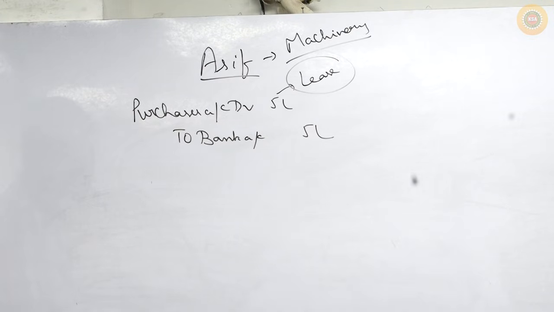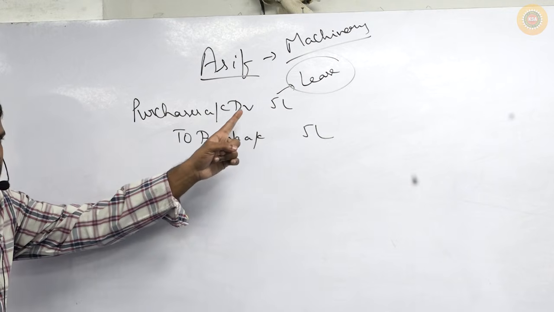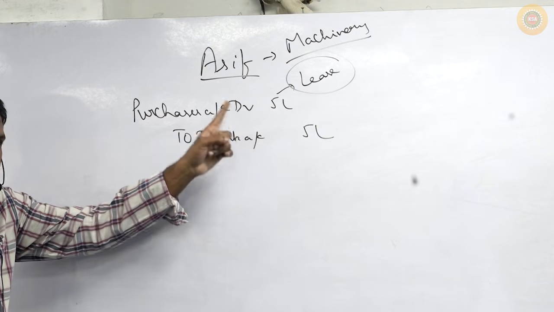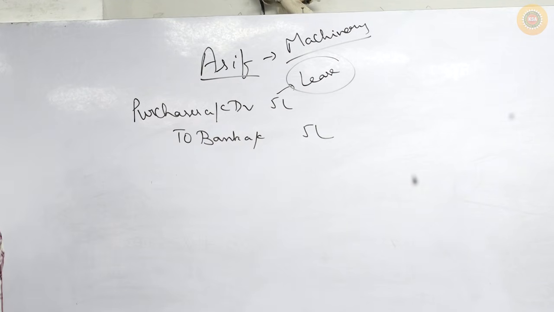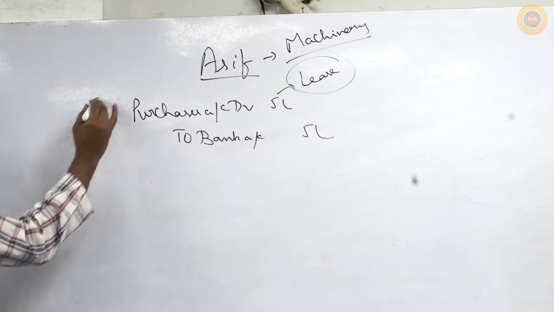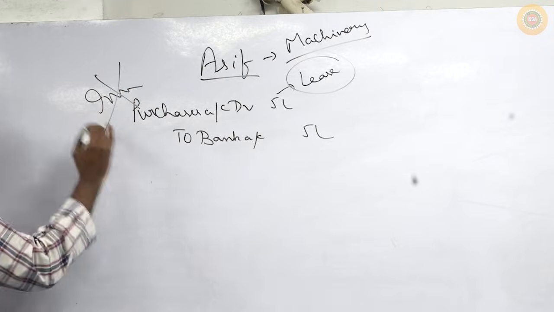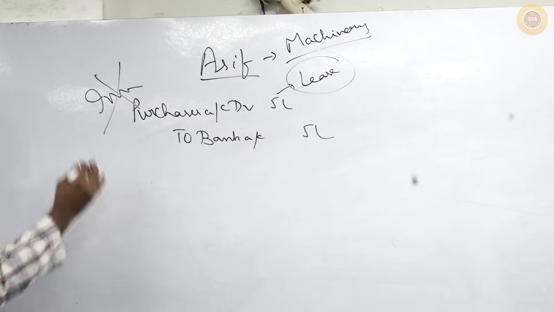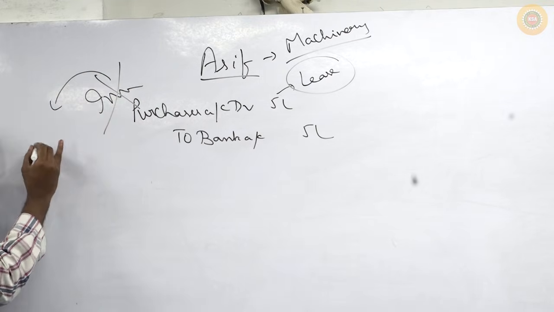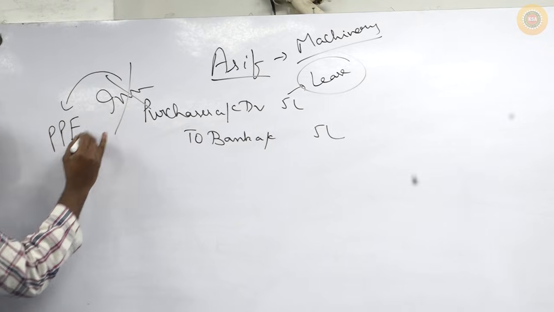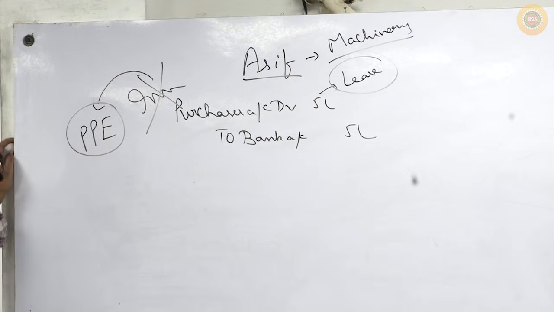Now this machinery, are you going to sell it or give it on lease? Any machinery, any asset which is held for giving on rental to others will no longer be inventory. This will get changed from inventory to PPE. What does it change to now? PPE.